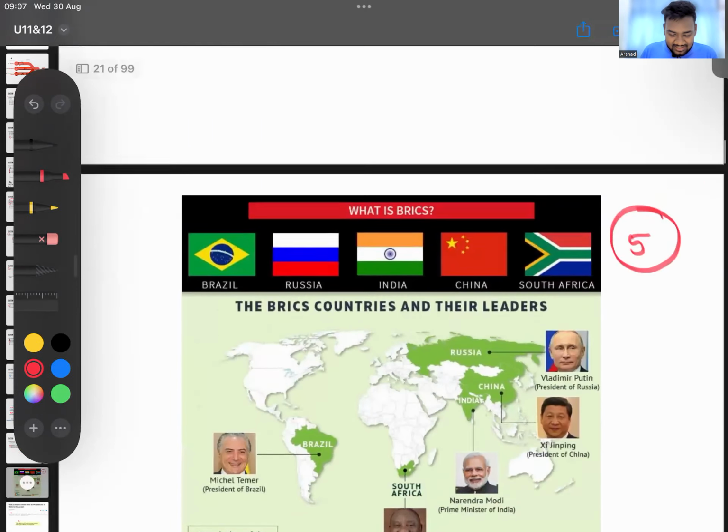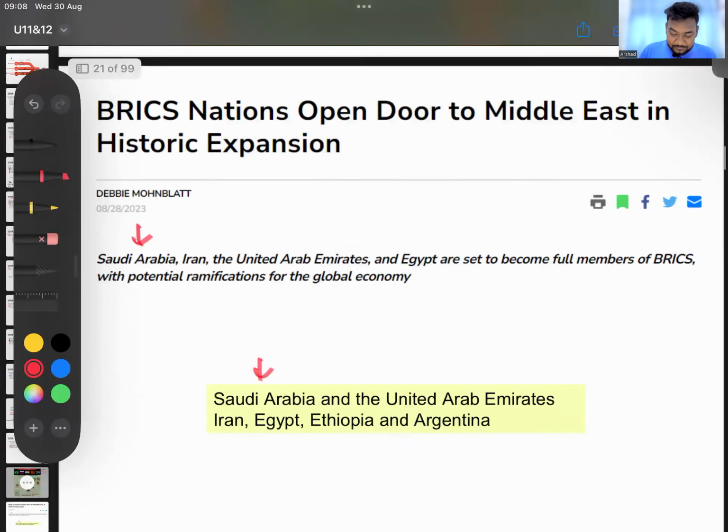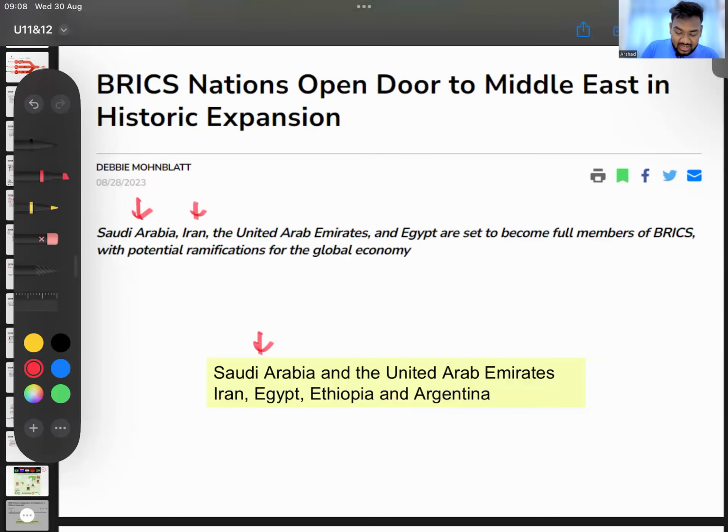If they ask that, I think write the same thing: Brazil, Russia, India, China, South Africa. But they can ask you who's going to newly join. Mainly, who's going to newly join is Saudi, Iran, and United Arab Emirates. These 3 countries are going to be a part of the oil part, right? It's going to make the BRICS bigger because these are the oil making countries.